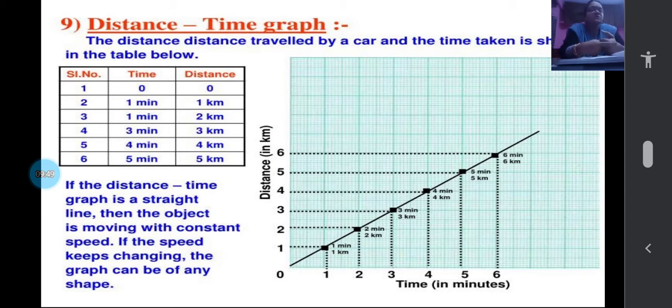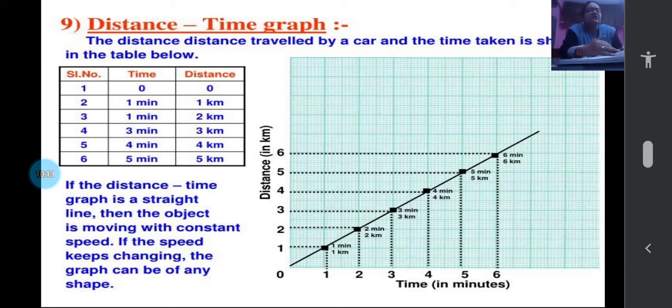So what is speed, children? Distance traveled by time taken. So for every minute and every distance covered, can we find out the speed? Yes. See now, the first data is 0 and 0, it is at rest. Next, see, 1 minute and 1 kilometer. So what is the speed there?